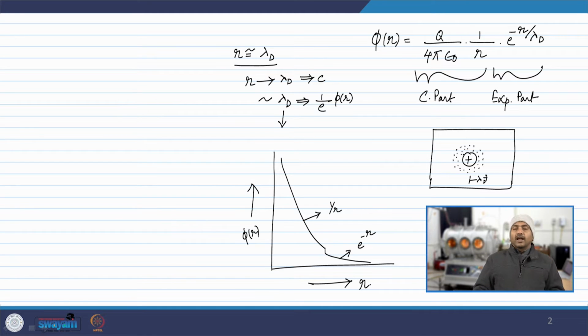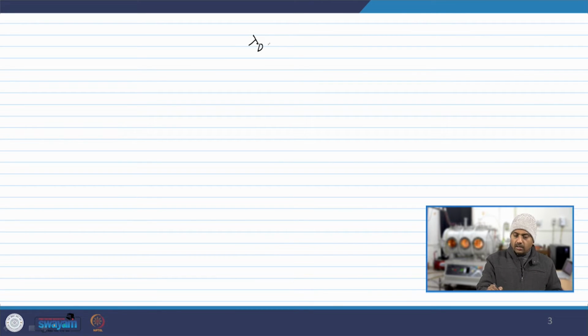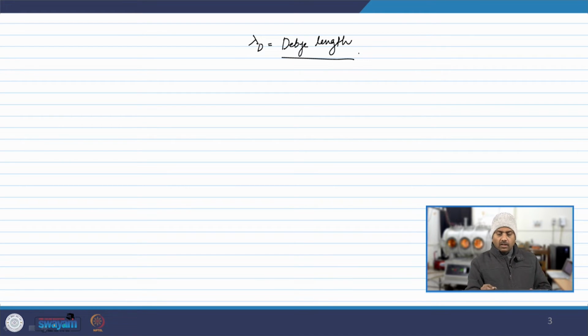So, this is a very important characteristic of plasma. The quantity lambda d is called the Debye length. The Debye's length is the distance up to which an external electric field can penetrate into the plasma, as simple as that. So, lambda d can be written as square root of epsilon naught k b T divided by n e square.